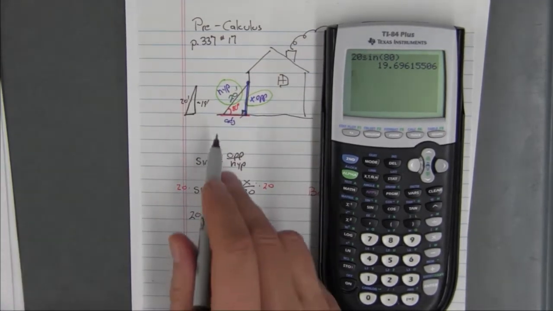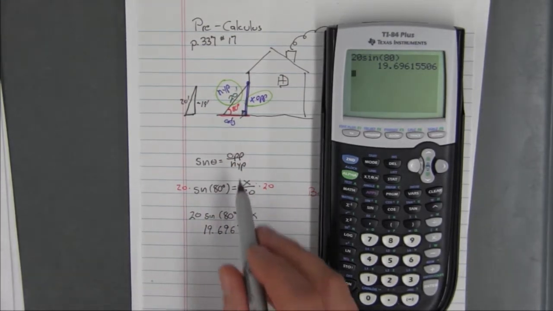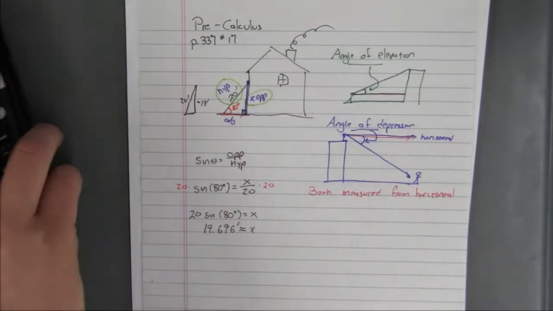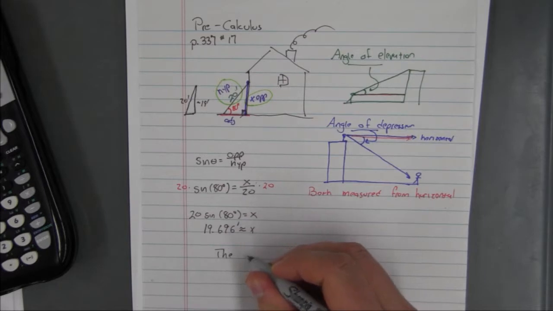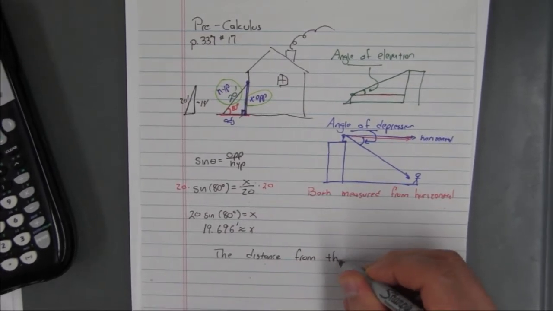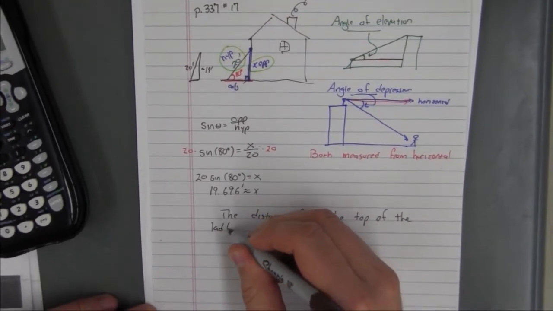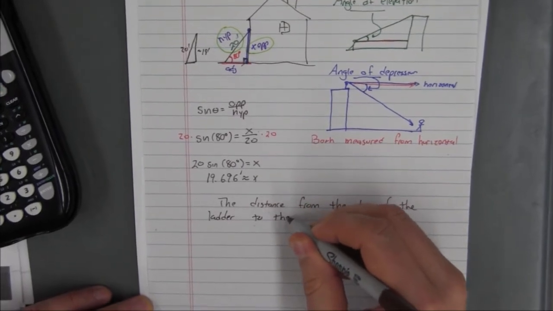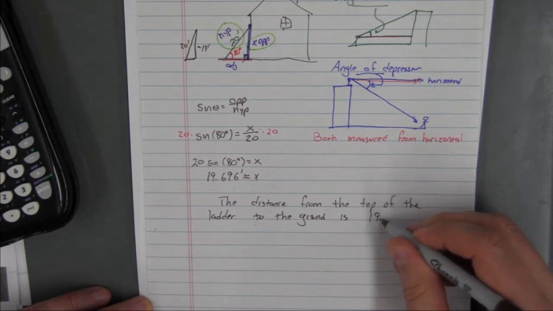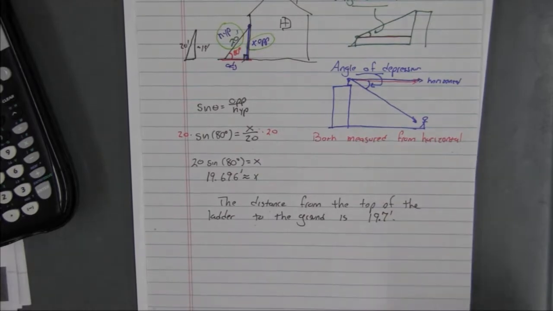It's always a good idea when you're doing a word problem and you have a nice picture, make sure that the answer that you get makes sense for the problem. And then the last thing we're going to do is write a nice sentence to answer the question. The distance from the top of the ladder to the ground is, let's call it 19.7 feet. Nice sentence for our answer, and then we're done.